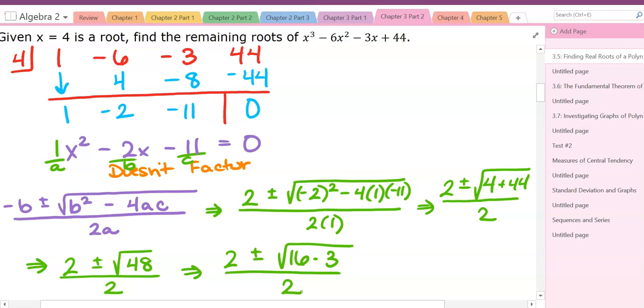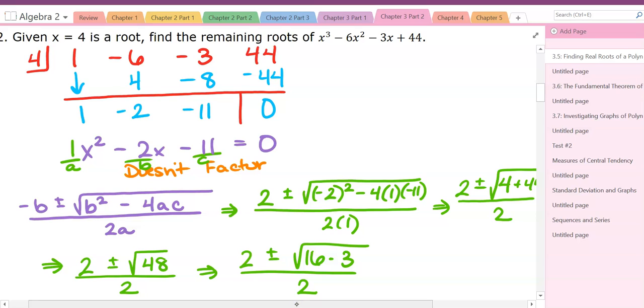So 16 is your perfect square number. So what happens when I square root 16? What number do I get if I square root 16? 4. Okay, so 16 becomes a 4. That comes out front. So 2 plus or minus 4, and then 3 stays underneath the square root sign, and it's all over a 2. Is there anything I could do to finish this problem off?